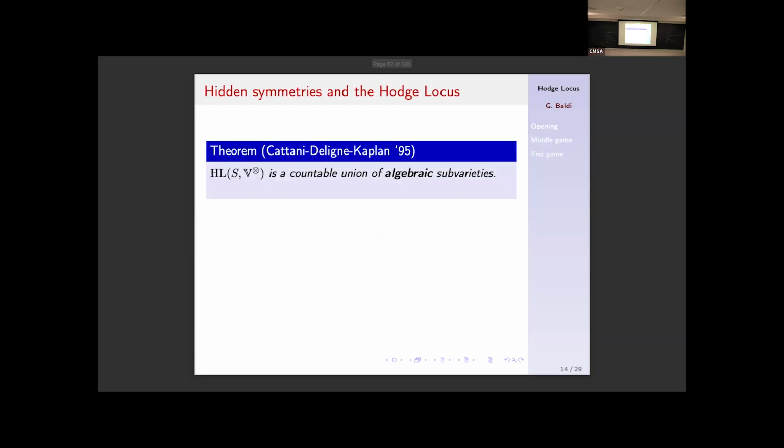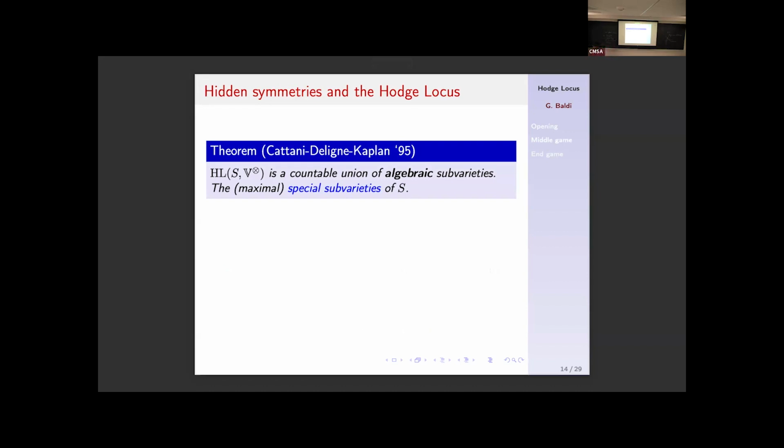Very well. So what's known about this Hodge locus? Well, the Hodge locus is known to be a countable union of algebraic subvarieties. This definition takes place in the analytic category, but in fact it turns out to be algebraic. Those subvarieties that you find in the Hodge locus are called special subvarieties of S.